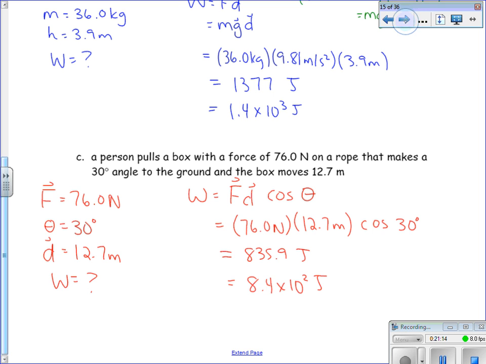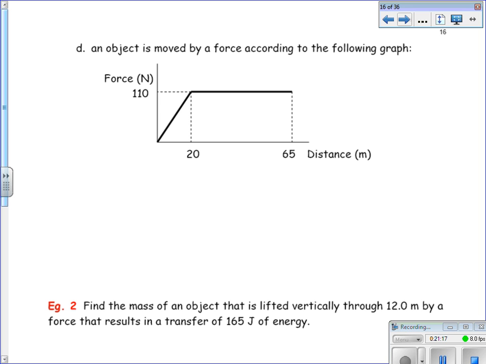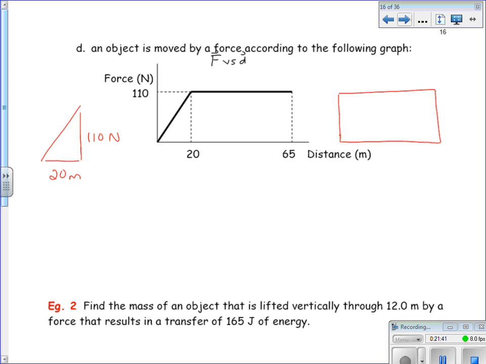And moving right along, we have a force versus displacement graph. I'm missing my title, but that's F versus D. So an object is moved by a force according to the following graph. We have a graph here that has two sections. So we've got a triangle that has a base of 20 meters and a height of 110 newtons. And then we have a rectangle that has a height, or a length or a width, whichever one you want to call that, of 110 newtons, and a base there of 65 minus 20, or 45 meters.